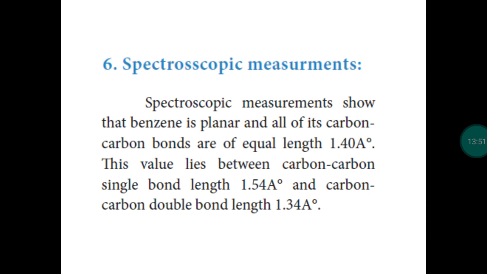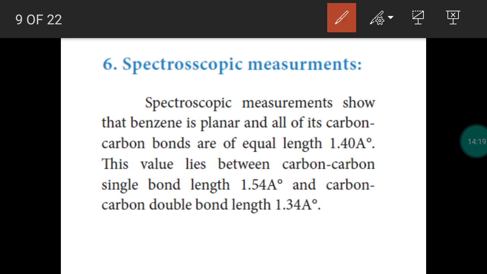Spectroscopic instruments. There are spectrometers. Different spectrometers are available. After preparing a compound, we can get much information about the compound using these instruments. You can find what elements are present, what functional group is present, how they are oriented in 3 dimensions, and what the bond length is. So much information can be obtained from spectroscopic instruments. From the spectroscopic instruments we get the data that the bond length in benzene is 1.40 angstrom.